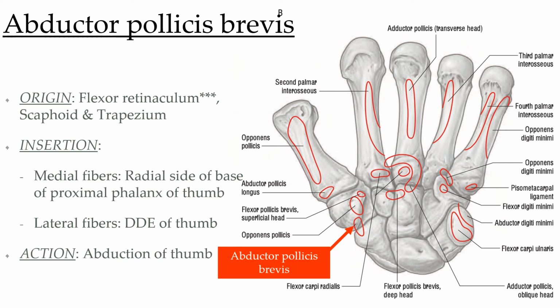The next muscle in the group is abductor pollicis brevis. This muscle takes origin primarily from the flexor retinaculum, and a few of the fibers also take origin from the scaphoid and trapezium. So in this illustration, this is the first metacarpal, this is the trapezium bone, and this is the scaphoid bone. The majority of fibers take origin from the flexor retinaculum, and a few take origin from the tubercle of the scaphoid. This is the tubercle of the scaphoid and this is the crest of the trapezium. So this is the site of origin of the fibers of abductor pollicis brevis.